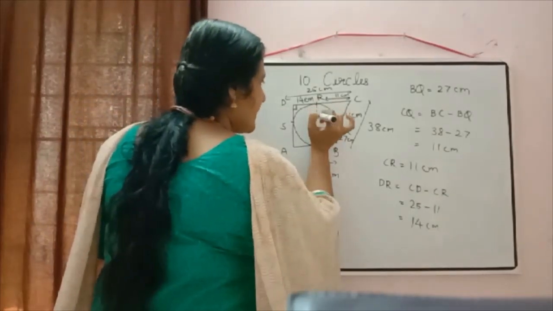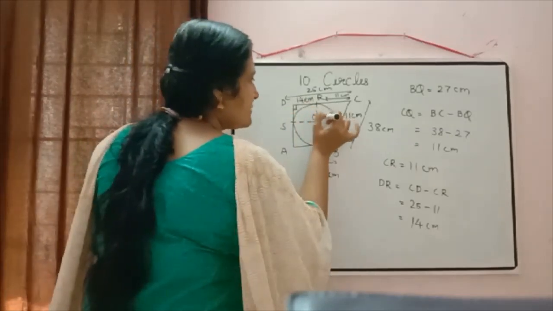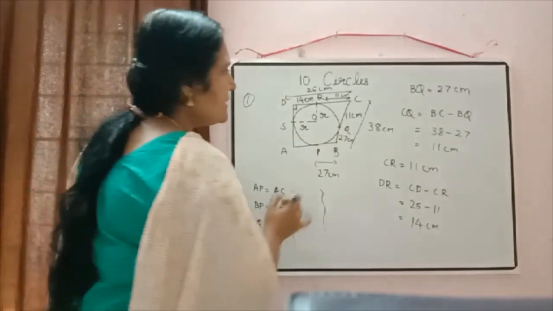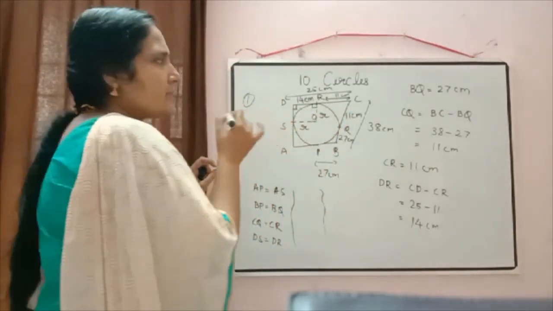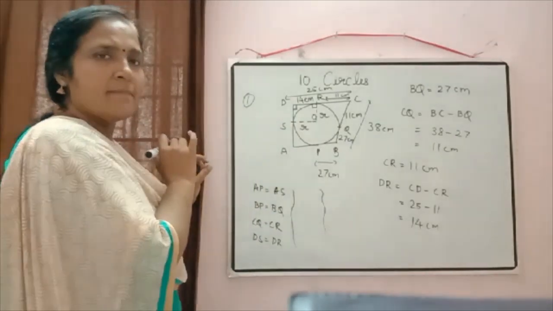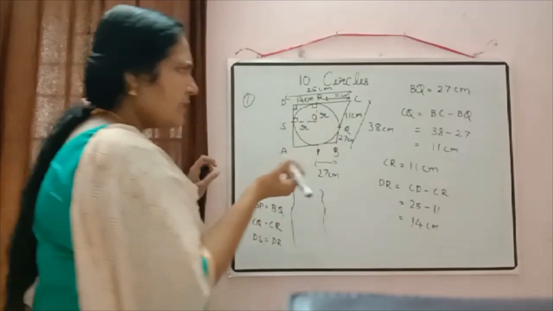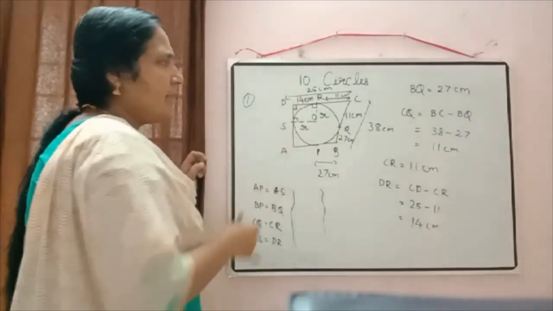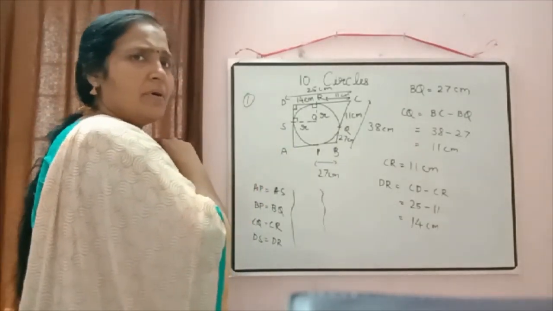So just join the radius here. Two radii we joined here. This is also a radius and this one is also a radius only. How much is angle R? Angle R is equal to 90 degree because the radius is perpendicular to the tangent. And then angle S also is equal to 90 degree. That is also a radius and AD is the tangent there. So angle S also is equal to 90 degree.